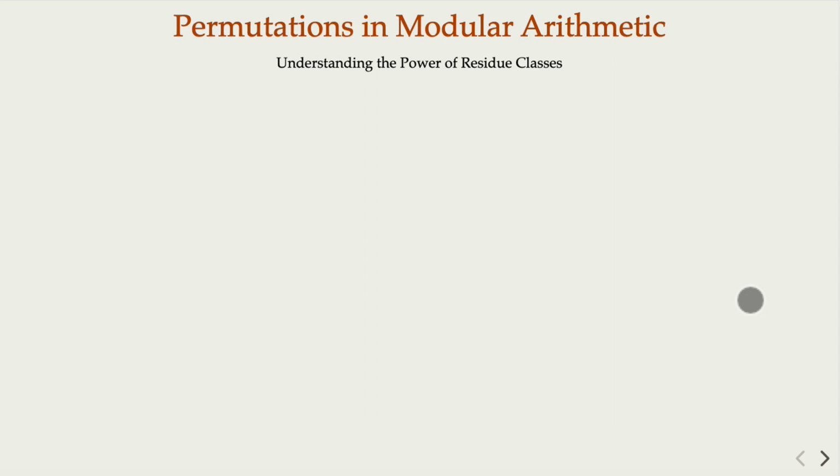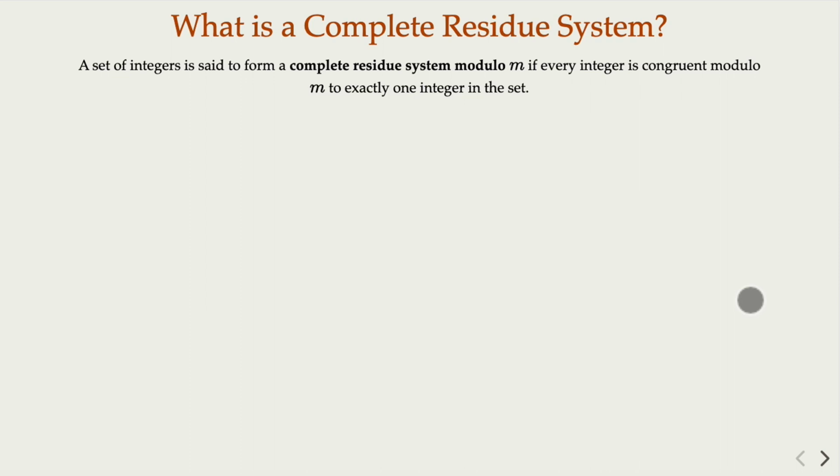Today, the problem of 2023 can be solved with some knowledge about modular arithmetic. In particular, we're going to look at some properties of the residue classes. Here, what is a complete residue system? For an integer m, we say that a set of integers forms a complete residue system modulo m if every other integer is congruent modulo m to exactly one integer in the set.